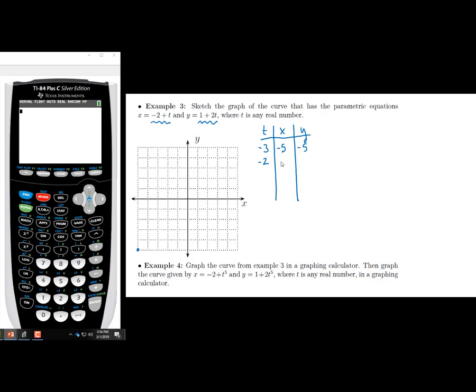-2 plus -2 is -4. Here we have 1 plus 2 times -2. That's going to give me -3. So -4 is my x, -3 is my y. That puts me there. For t equals -1, x is -3, and y is -1 when I plug -1 in for t. So that puts me there.